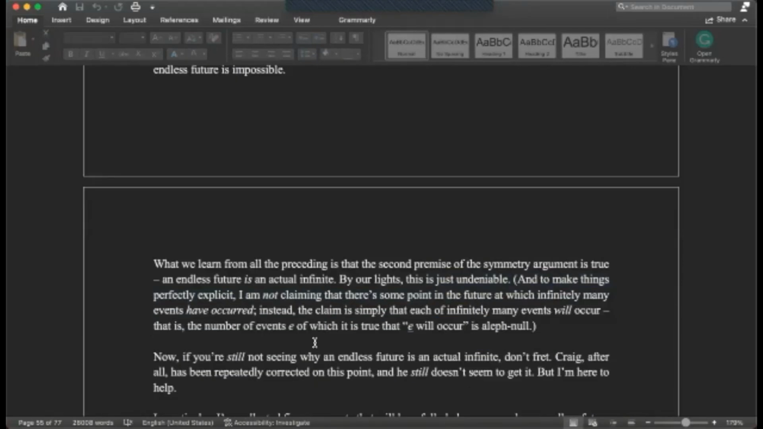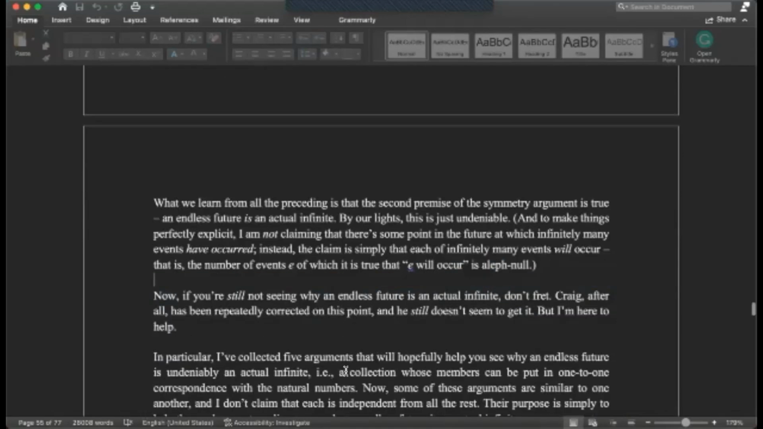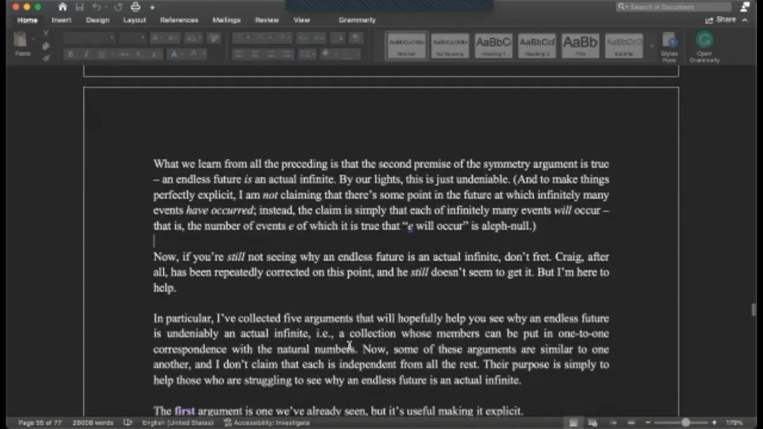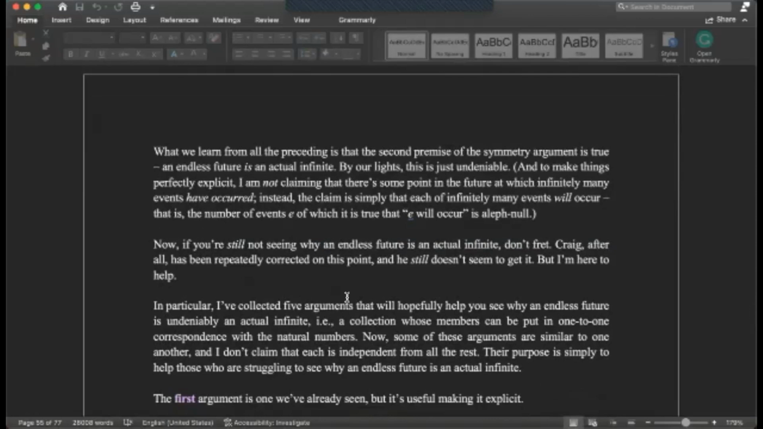Now, if you're still not seeing why an endless future is an actual infinite, don't fret. Craig, after all, has been repeatedly corrected on this point, and he still doesn't seem to get it, but I'm here to help. In particular, I've collected 5 arguments that will hopefully help you see why an endless future is undeniably an actual infinite, that is, a collection whose members can be put in one-to-one correspondence with the natural numbers. Now, some of these arguments are similar to one another, and I don't claim that each is independent from all the rest. Their purpose is simply to help those who are struggling to see why an endless future is an actual infinite. Their purpose is pedagogical in nature.